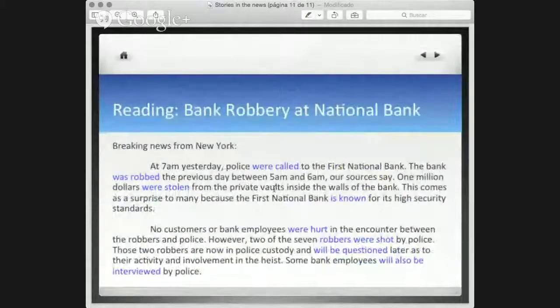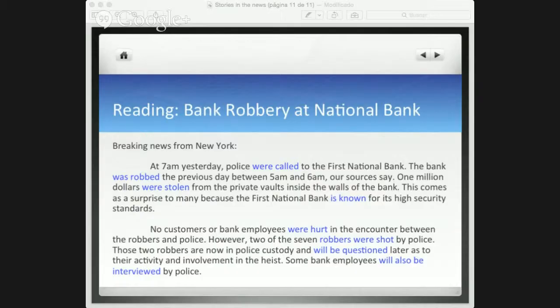Okay. I think we did a really good job. Good. So police were called. We got that one. The bank was robbed. Good. $1 million were stolen. And is known. Good. In the second paragraph, were hurt, were shot, yes. Will be questioned, and will also be interviewed. Awesome. Good job. We got all of them. Good. Okay. Any questions so far about that particular news article or the uses of the passive voice?